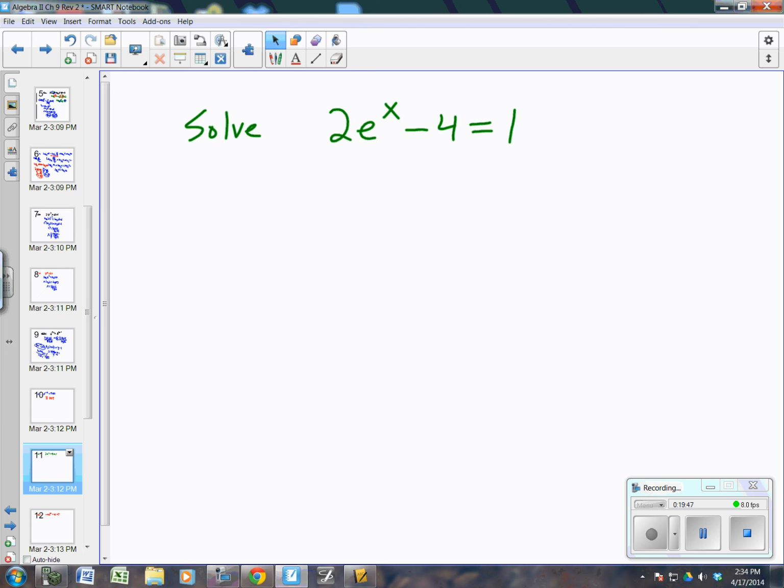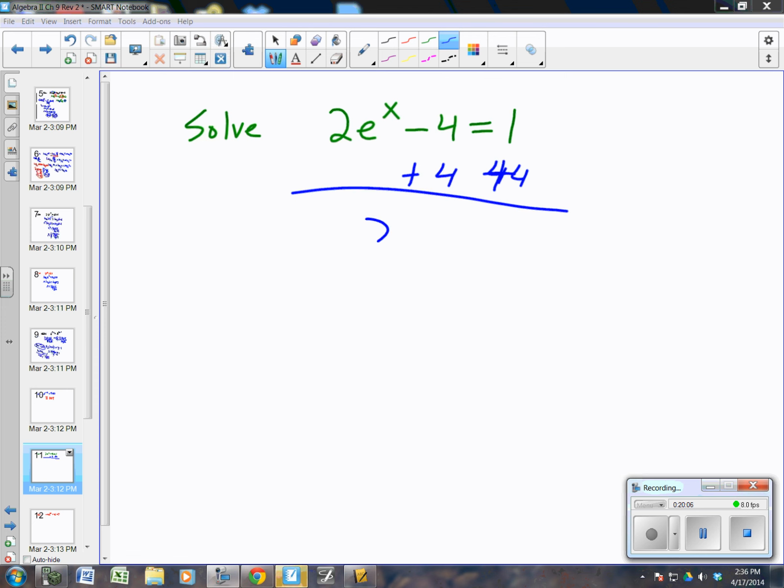All right, hey, now we're getting to base e, which means you can use what? ln, right? ln. Okay, good job. Looks like you guys got it. We add 4. Whoops. Add 4. 2e^x equals 5. Divide by 2. We get 5/2, right?